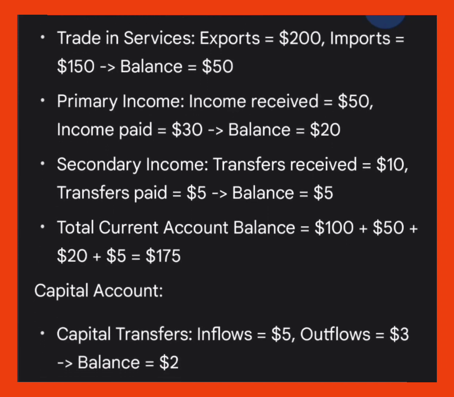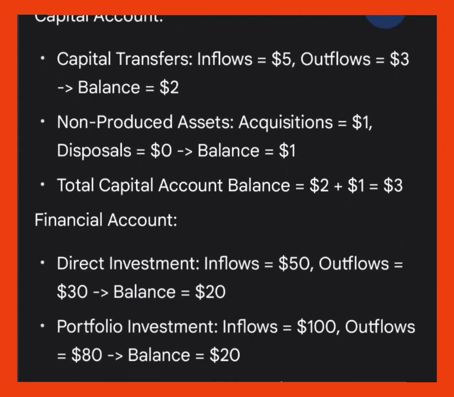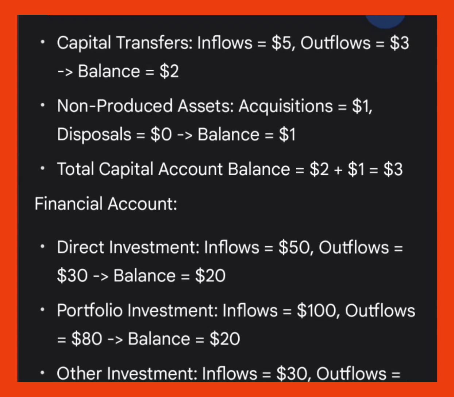$175. Capital account. Capital transfers. Inflows equals $5, outflows equals $3, so balance equals $2. Non-produced assets. Acquisitions equals $1, disposals equals $0, so balance equals $1. Total capital account balance equals $2 plus $1 equals $3.